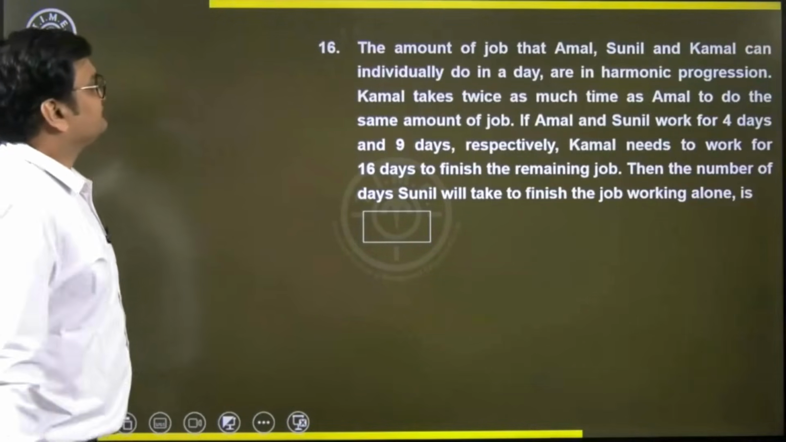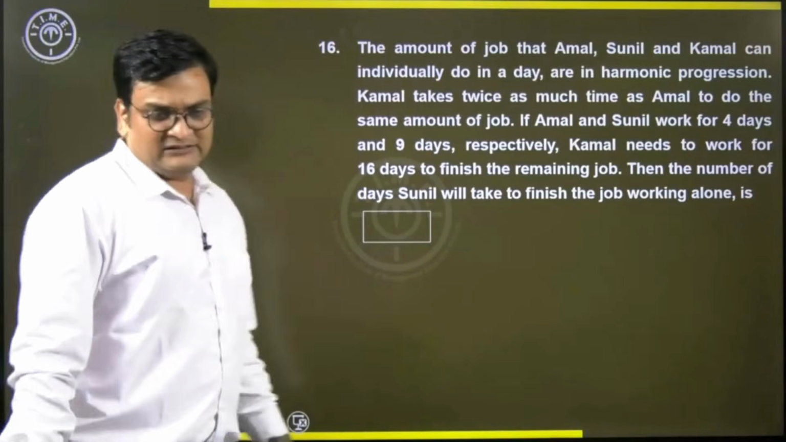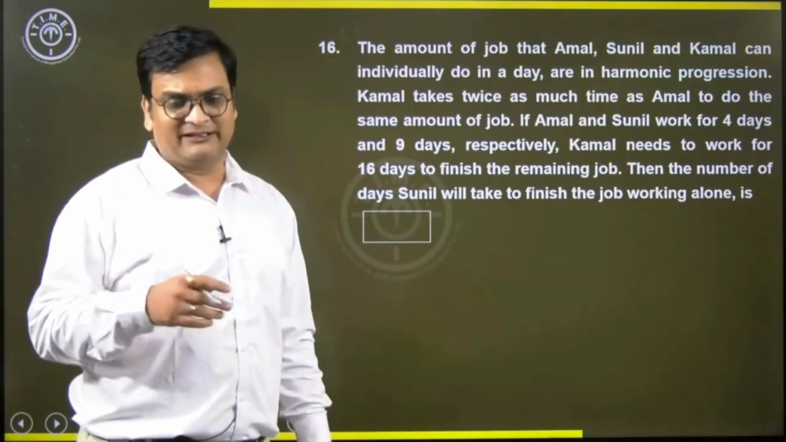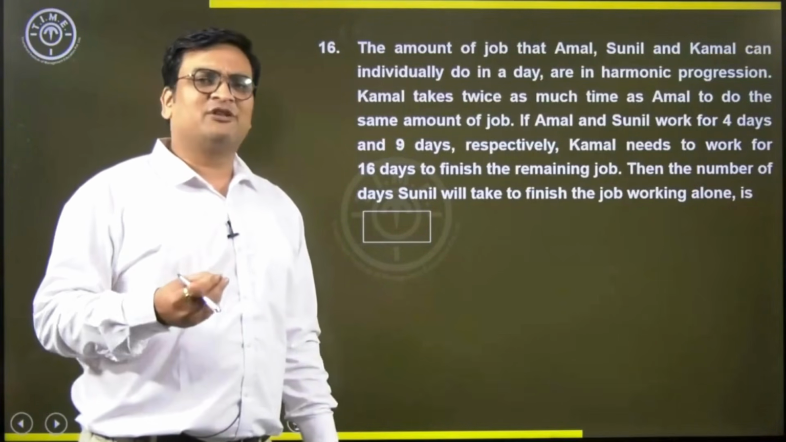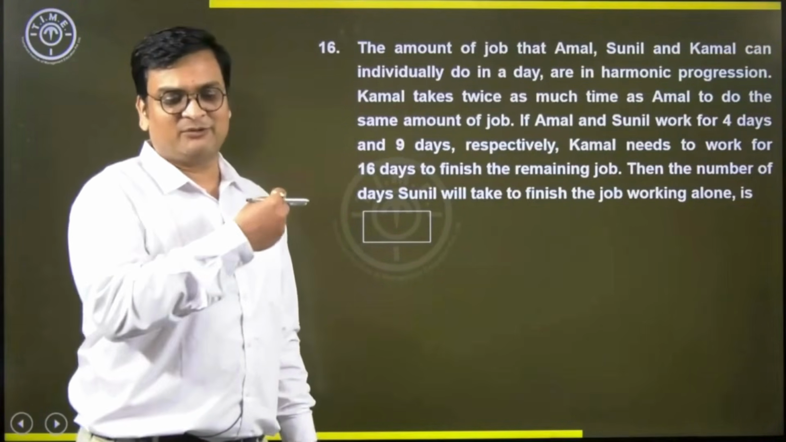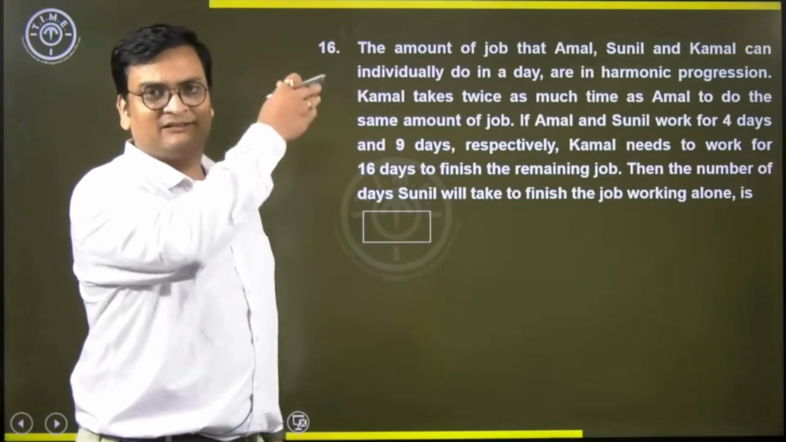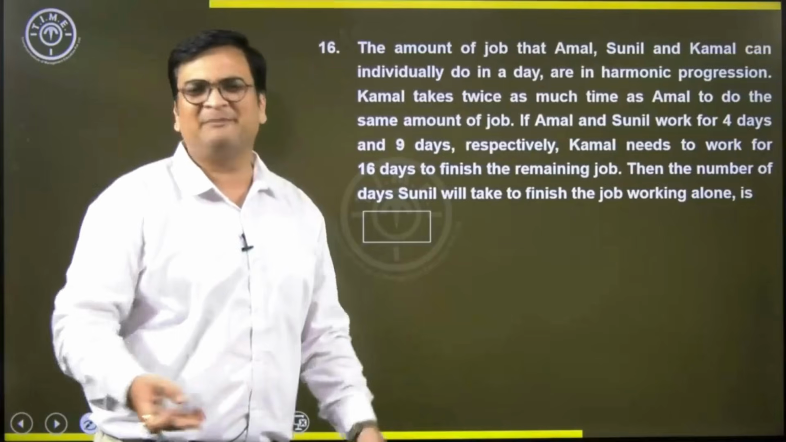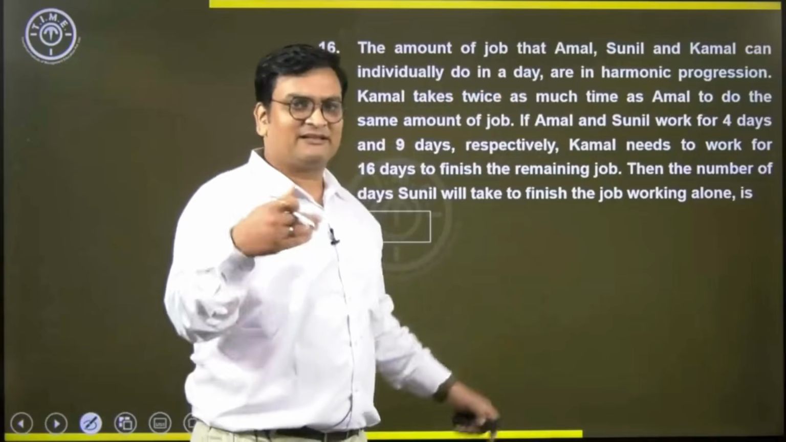Next one. It says the amount of job that Amal, Sunil and Kamal can individually do in a day are in HP, harmonic progression. So amount of job would mean what? Basically because he's talking about in a day, you can also take it as rates of work for the three. So what do you mean by rate of work? The amount of work that I can do in a unit time. So typically it's a per hour or per day kind of thing. Here he clearly says in a day. So let's take that as rate.